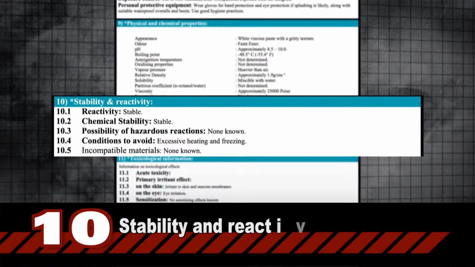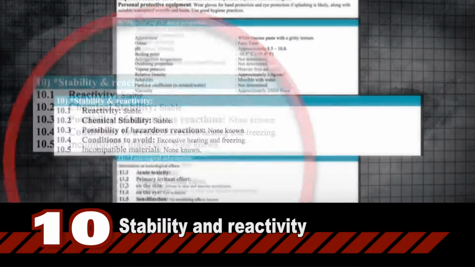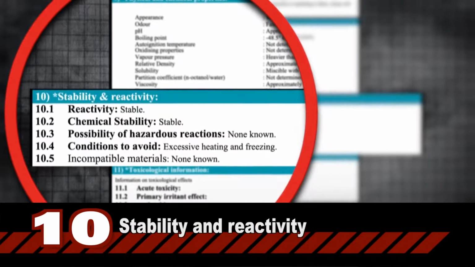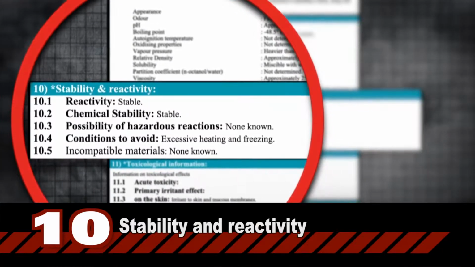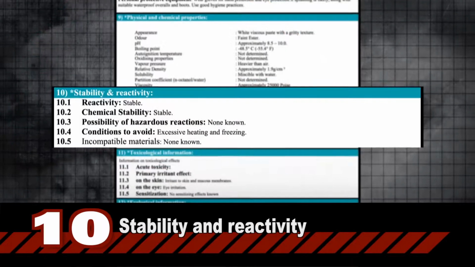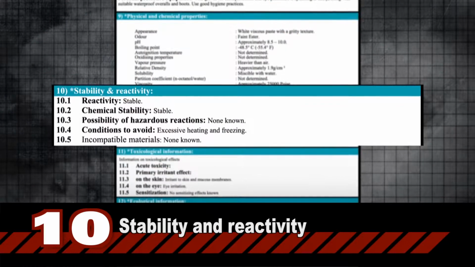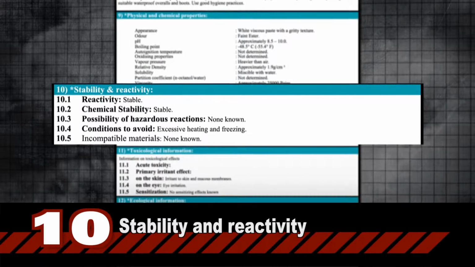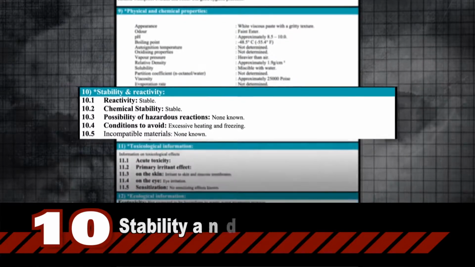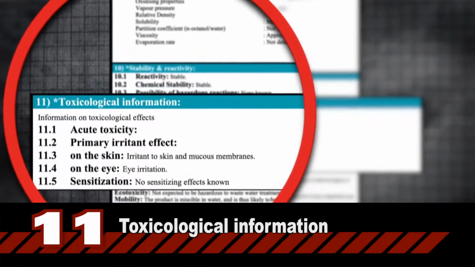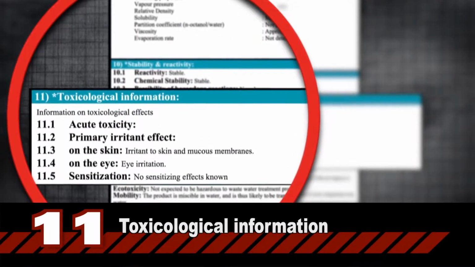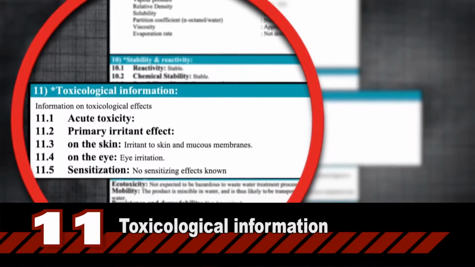Section 10, Stability and Reactivity, lists the possibility of hazardous reactions under different conditions, such as temperature extremes, static electricity, vibrations, or other environmental factors. It's important to avoid any conditions that could cause the substance to become unstable and increase the danger of working with it. Section 11, Toxicological Information, includes how you might get exposed and the effects and symptoms of exposure.